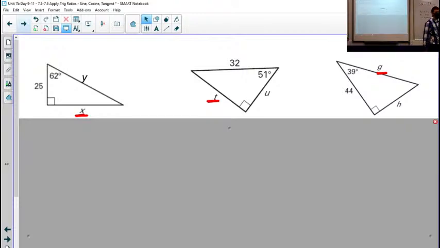Let's write down your setups. I'll give you about a minute. You should be able to do all three of these in a minute.